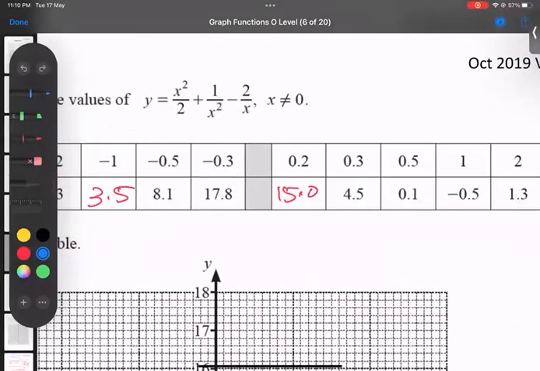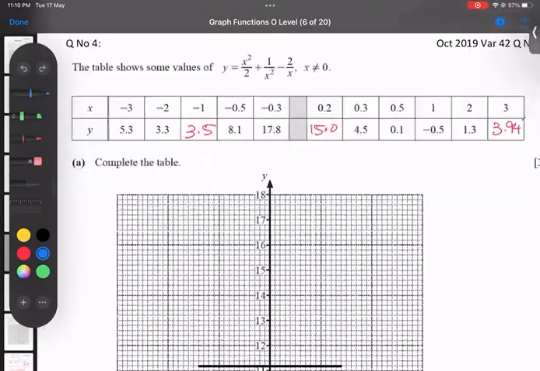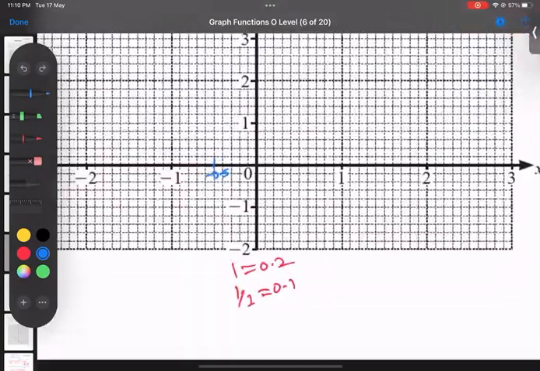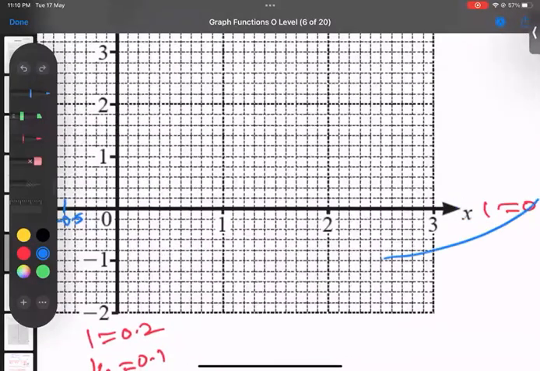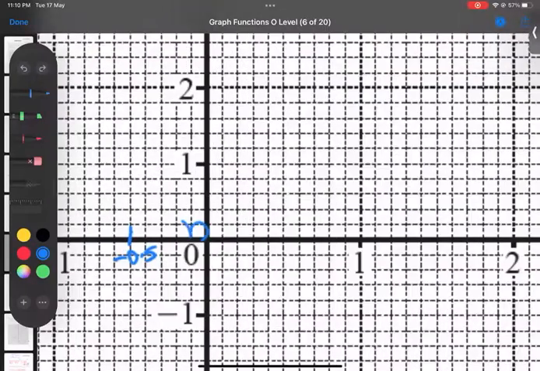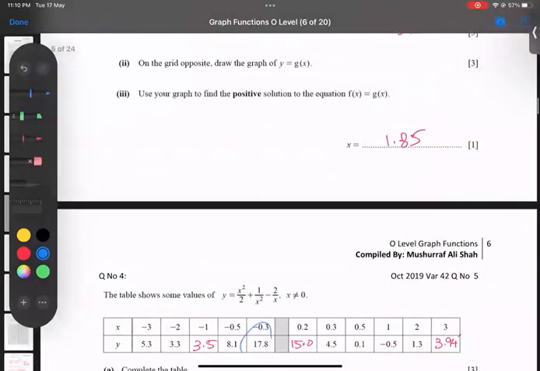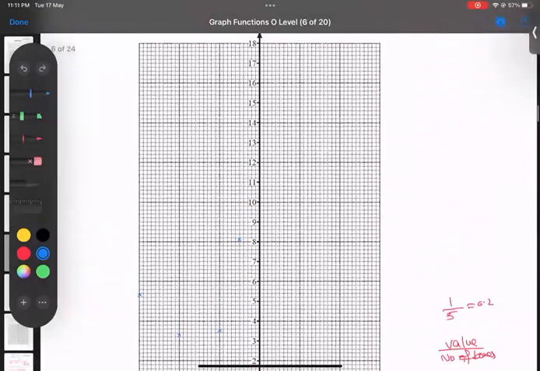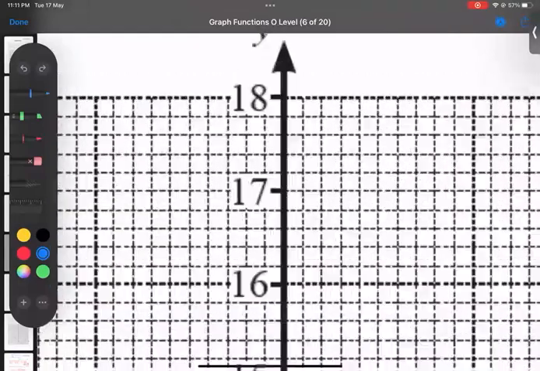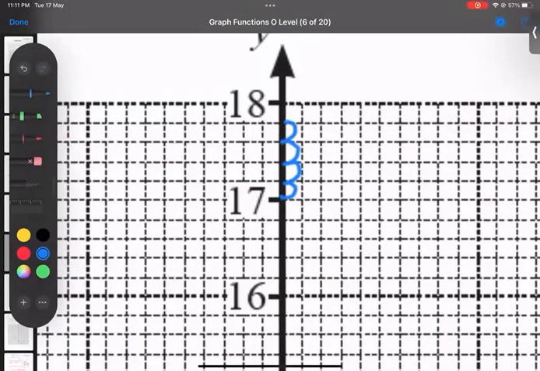Negative 0.3 and 17.8. Negative 0.3, because one box is 0.1. So where is 0.3? 1, 2, 3. This is negative 0.3. And the y value is very clear, it is 17.8. 17.8 is this one, between 17.6 and 18. So this is the point. If we go down, it is negative 0.3. So I think all the points are clear.